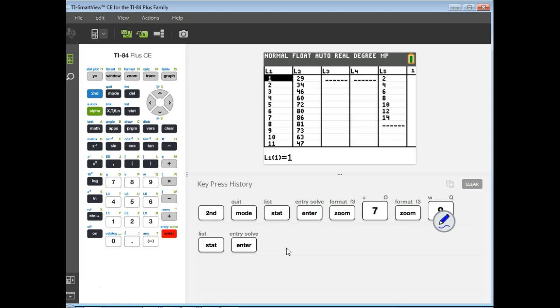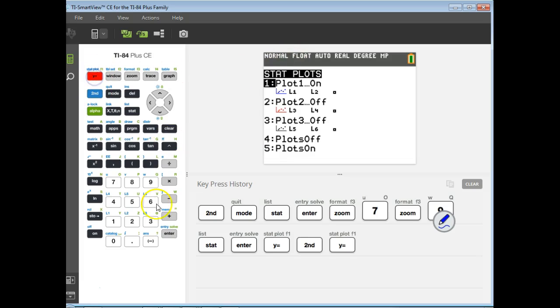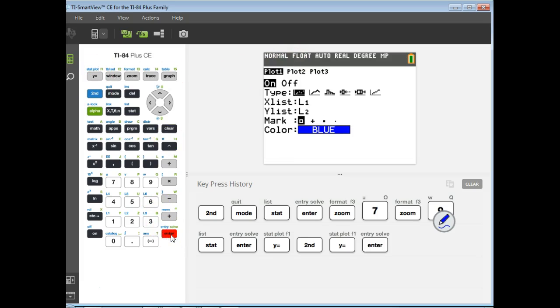So once your data is entered into list 1 and list 2, on your homework you're probably not going to do this step unless it asks for a scatterplot, which I don't remember if it does or not. But for fun, let's go explore this. So first, go to y equals, make sure that there's nothing in y1. And then turn on plot 1 and make sure that it's plotting list 1 versus list 2 in a scatterplot.